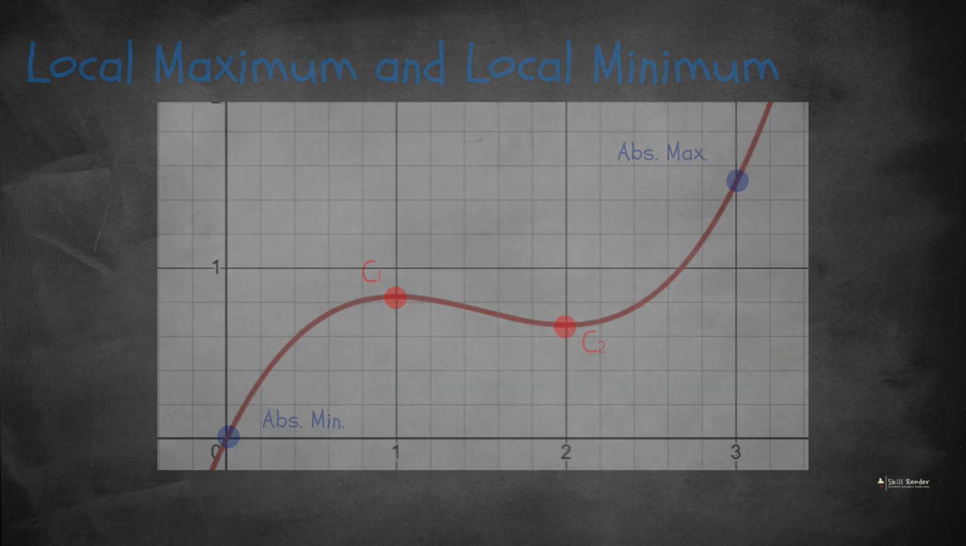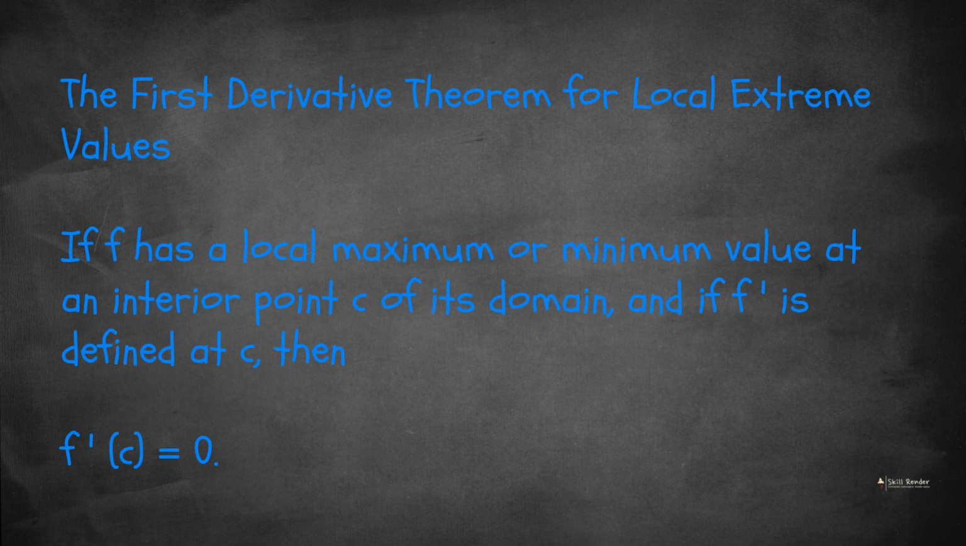The first derivative theorem for local extreme values: if f has a local maximum or minimum value at an interior point c of its domain, and if f prime is defined at c, then f prime of c equals 0. This theorem says that a function's first derivative is always 0 at an interior point where the function has a local extreme value and the derivative is defined. If we recall that all the domains we consider are intervals or unions of separate intervals, the only places where a function f can possibly have an extreme value, local or global, are the following.